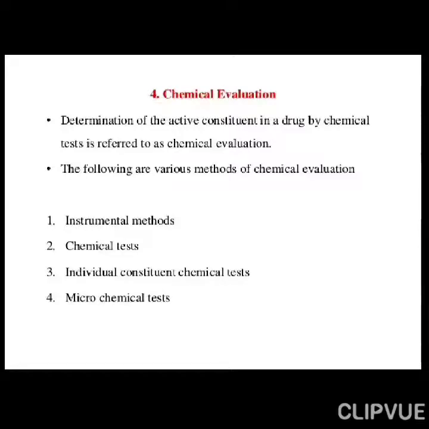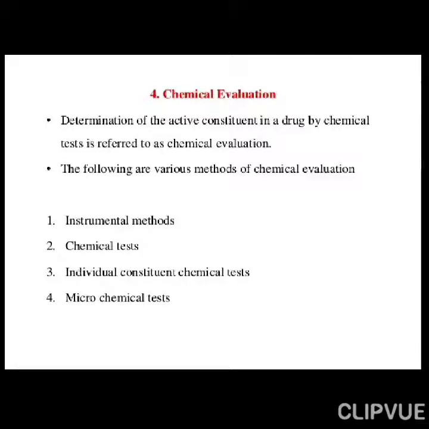So with the help of different reagents or color reactions, we are going to evaluate the drug chemically. Determination of the active constituents in a drug by chemical test is referred to as chemical evaluation, right. With the different reagents, we are going to trace out that with a certain reagent, the chemical present in the crude drug will give different types of color changes, which will be the indication of the presence of that chemical in that crude drug. Okay, the following are the various methods of chemical evaluation.